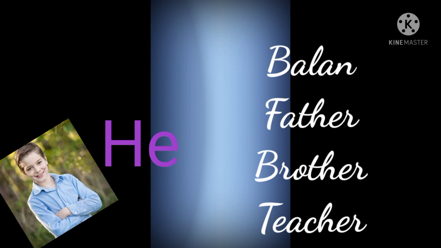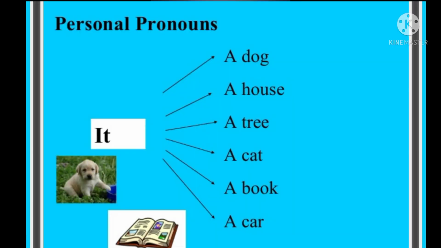Look at these examples. A dog, a house, a tree, a cat, a book, a car, all these can be replaced by the pronoun it. You can say a name of a dog, for example, Tommy. Tommy is my pet dog. It loves me so much. For the second sentence, you can use it.